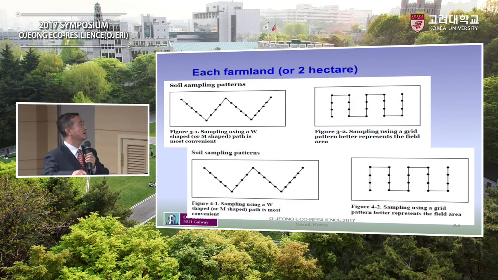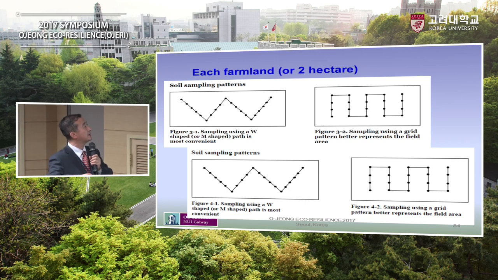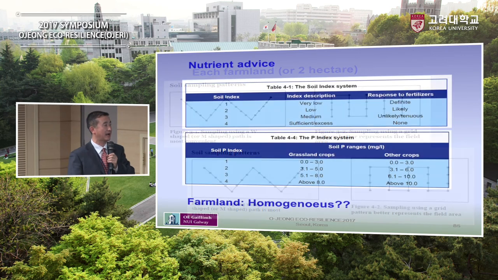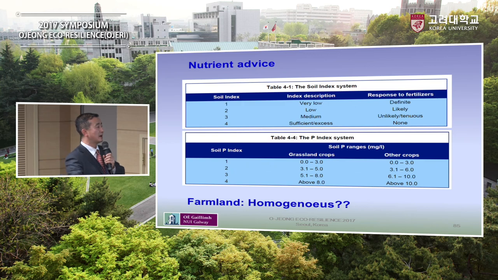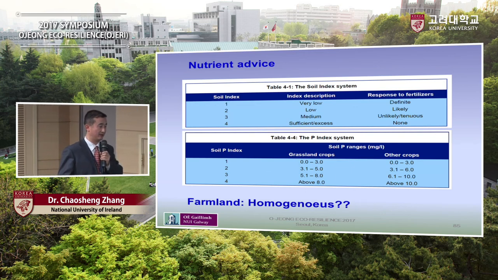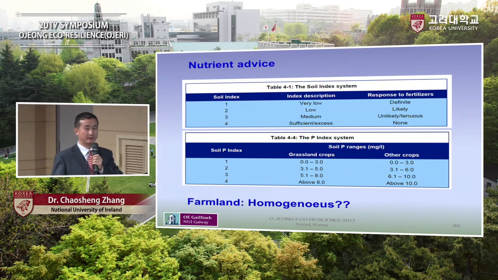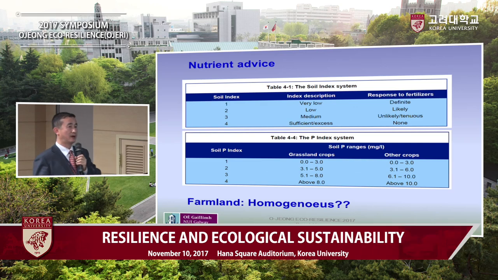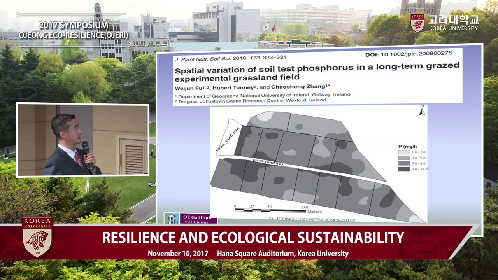It's based on mixing samples from a shape, putting all those samples together in one land, and getting an average value. The problem is that they assume the land is homogeneous. But just now, we already showed the strong variation at different scales. So definitely something is wrong there. That's what I'm attacking. I hope in the near future, Ireland will improve based on those concepts.